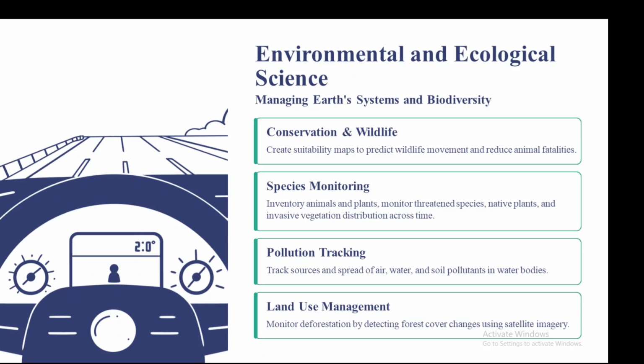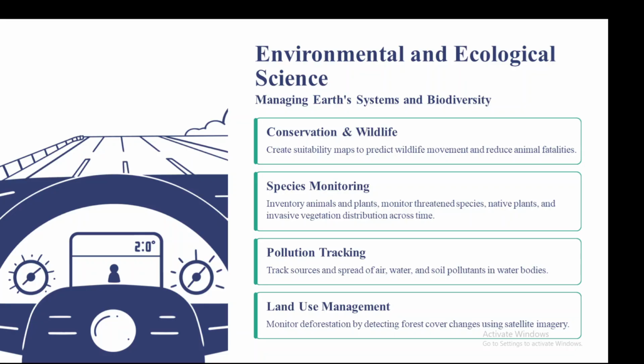So first, let's discuss conservation and wildlife management. GIS will be used to map habitats and understand how animals will move through landscapes. For instance, it can help predict where bears might cross highlands. This will allow planners to build wildlife corridors and reduce accidents. Similarly, GIS will also help track endangered species and identify critical habitats. At the same time, it can monitor invasive plant species also.